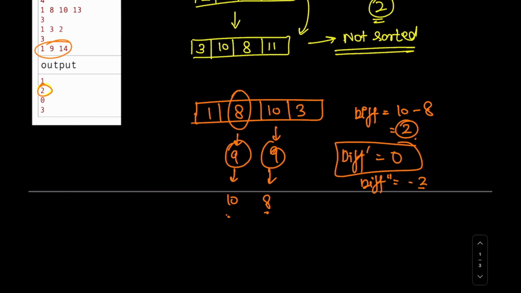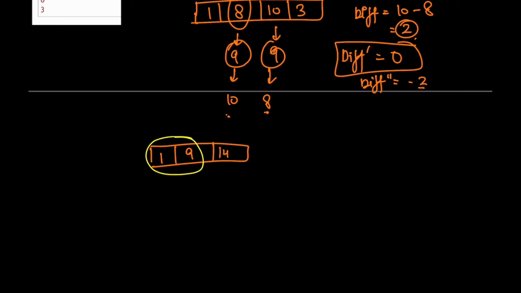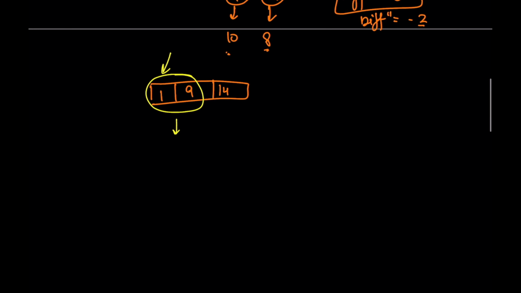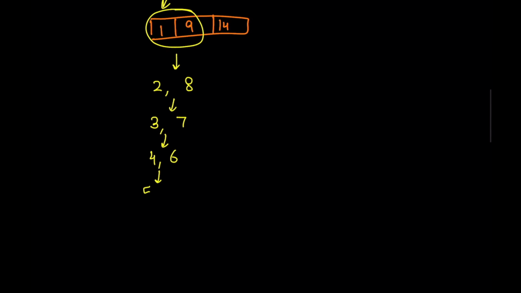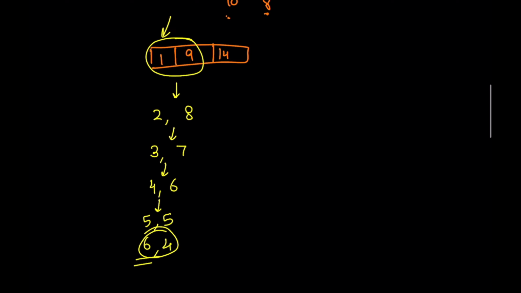Let's suppose we take the last example. The example is 1, 9 and 14. Suppose I want to make this element greater than this. So what I will do, I will increment 1 to 2 and decrement 9 to 8. Again I will perform one operation, it will become 3 and 7. Again it will become 4 and 6. Again it will become 5 and 5. And then it will become 6 and 4. So the number of operations were 1, 2, 3, 4 and 5. So this required 5 operations.